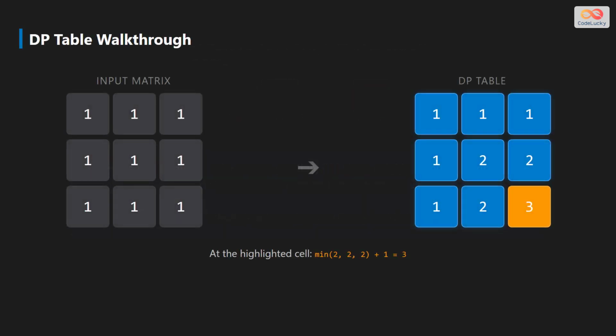Let's walk through an example. We fill the dp table row by row. Notice the highlighted cell. Its neighbors are top, left, and top left, which all have a value of 2. The minimum of 2, 2, and 2 is 2. We add 1 to that, giving us a new square of size 3 ending at this cell. We keep track of the maximum value seen so far to compute the final area.